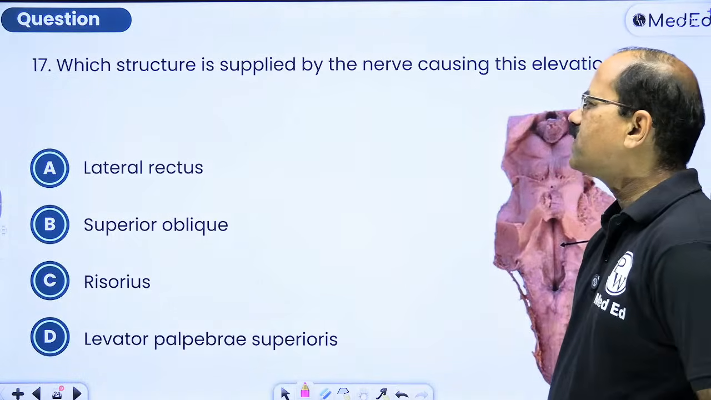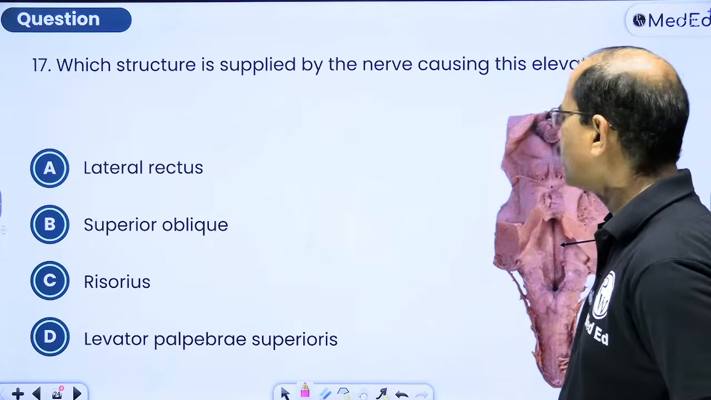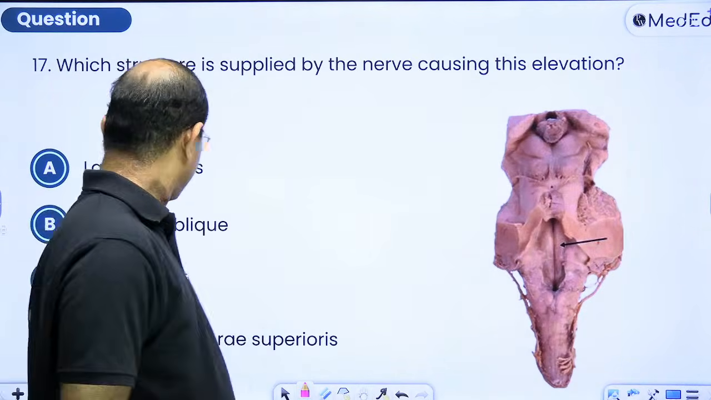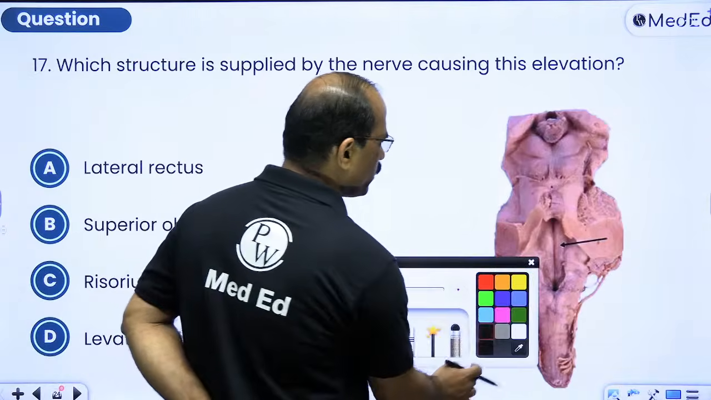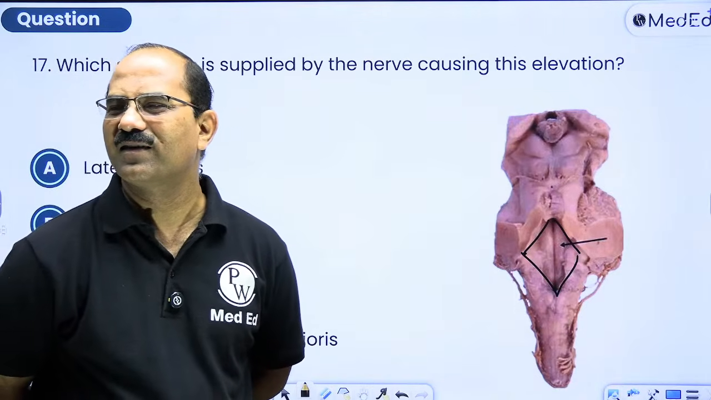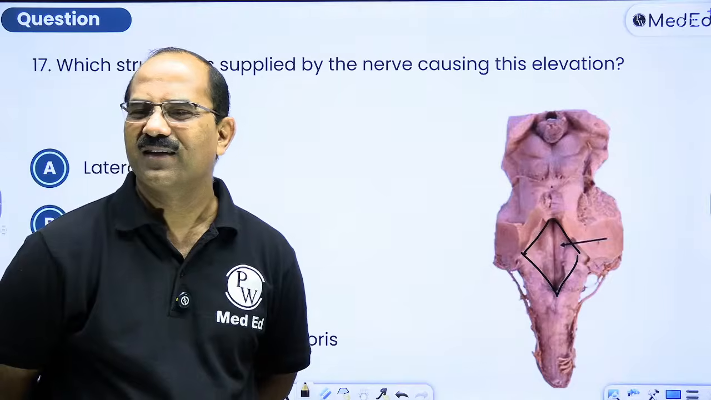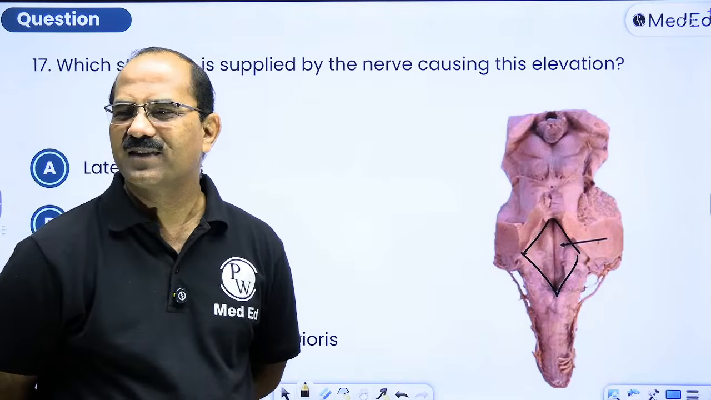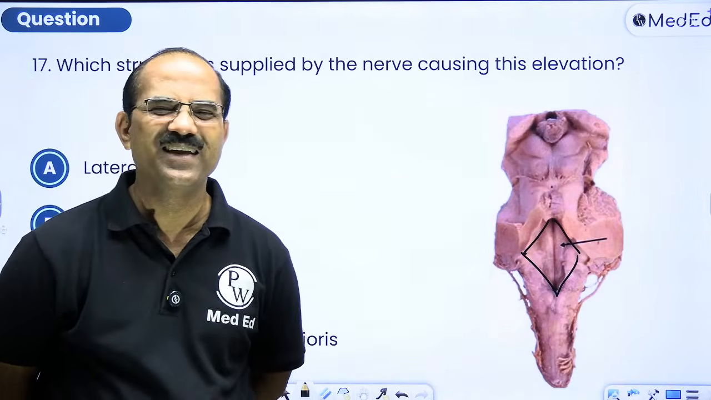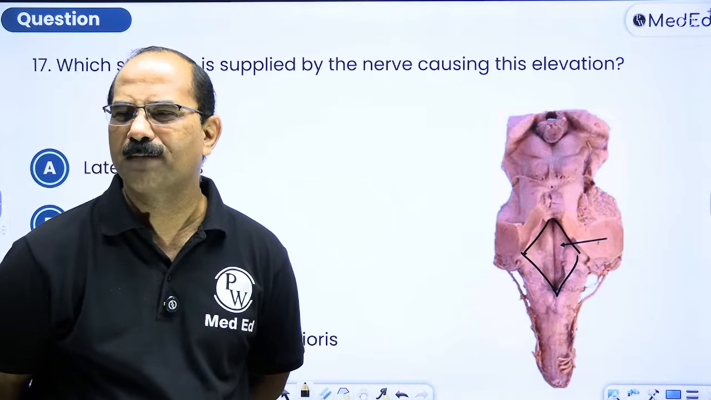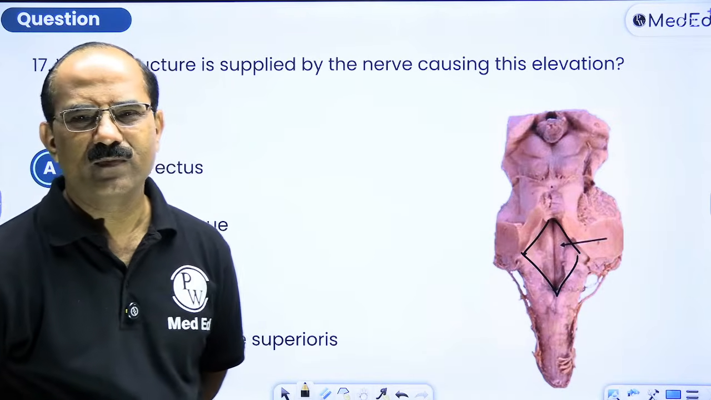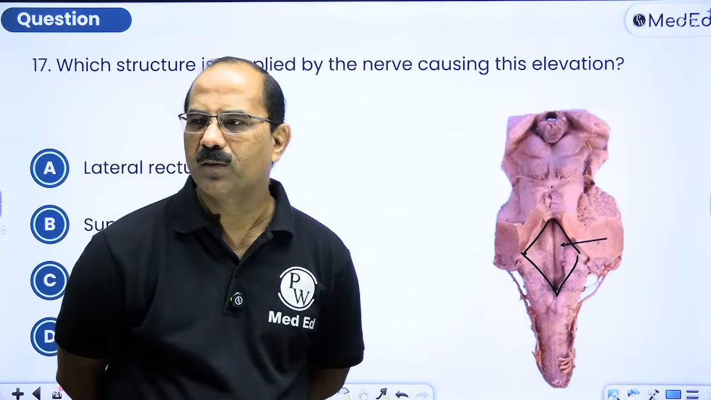Fine. Answer this. Which structure is supplied by the nerve causing this elevation? Come on, answer this. Where are we? What is this structure? What is this rhomboid shaped structure? What is this cavity known as? Any guesses? Come on, name of this cavity.